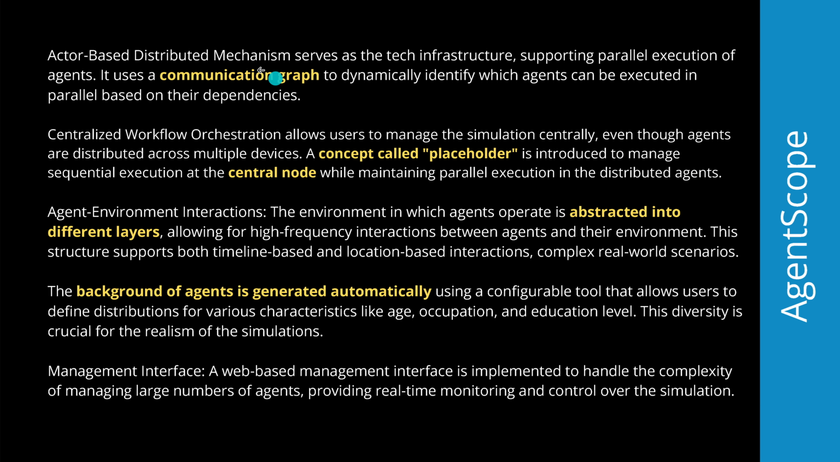Our mechanisms are, at first, an actor-based distributed mechanism, which serves here as the tech infrastructure supporting parallel execution of the agents, and it uses a communication graph to dynamically identify which agents can be executed in parallel, depending on their internal dependencies. Then centralized workflow orchestration: a concept called a placeholder is introduced to manage the sequential execution at the central node while maintaining parallel execution in the distributed agents.